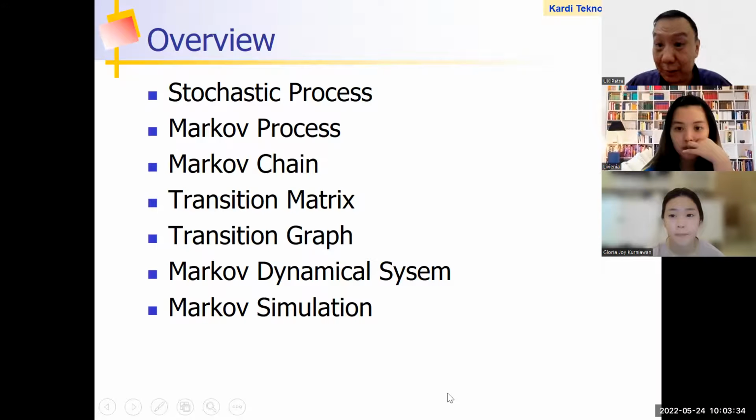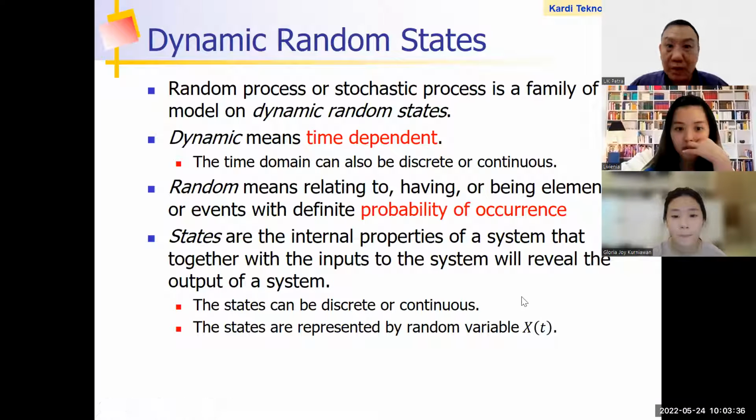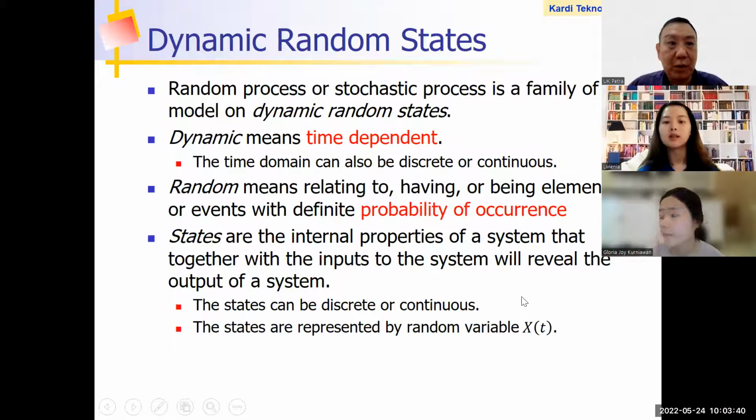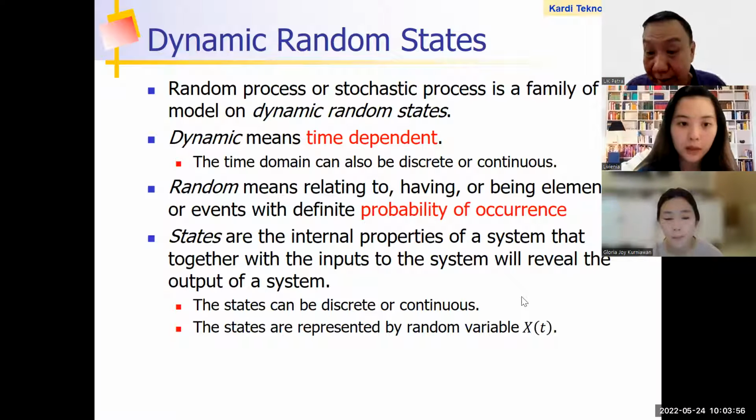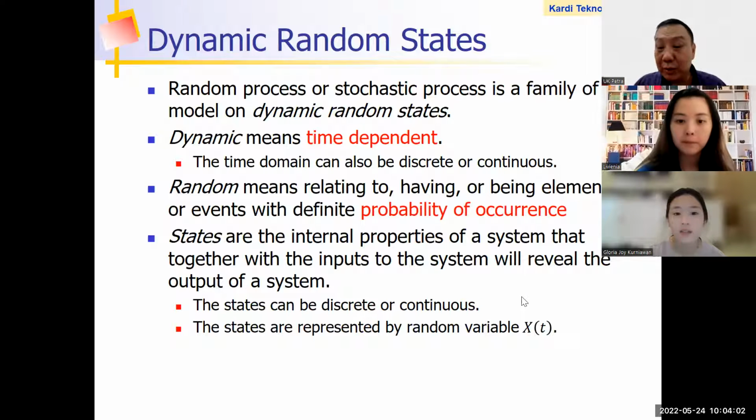Okay? So what is stochastic process? Basically, stochastic process is about dynamic of random state. Okay, so random process, or stochastic process is a family of model on dynamic random state. What is the meaning of dynamic? Dynamic means time dependent. Okay, so the time can be discrete, can be continuous. So t plus 1 plus 2 plus 3 or plus delta t, it is continuous.